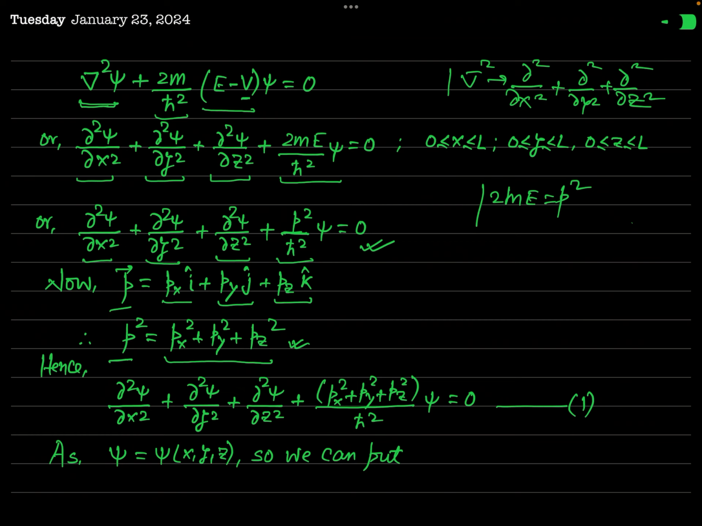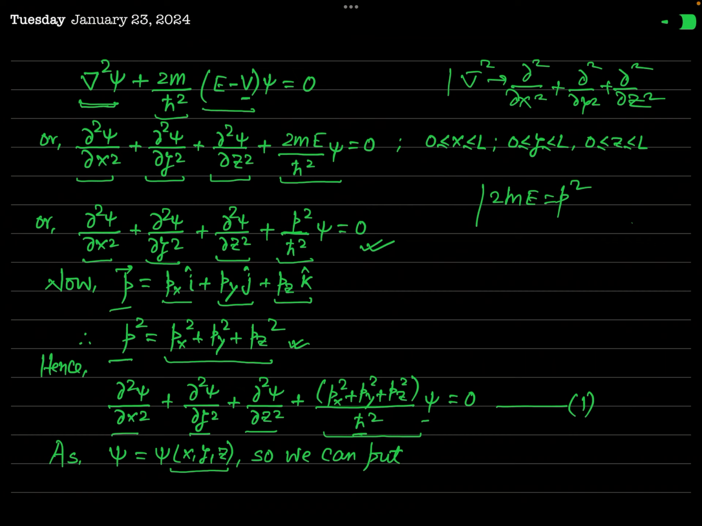So now the time independent Schrodinger equation becomes del 2 psi by del x square plus del 2 psi by del y square plus del 2 psi by del z square plus (px square plus py square plus pz square) over h bar square times psi equal to 0. Okay, this is the Schrodinger time independent equation. Now you can see here the wave function psi, or the eigenfunction psi, is a function of 3 independent variables x, y, z. That is, psi is equal to psi of x, y and z.